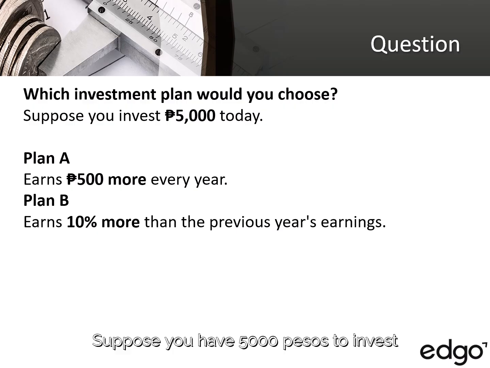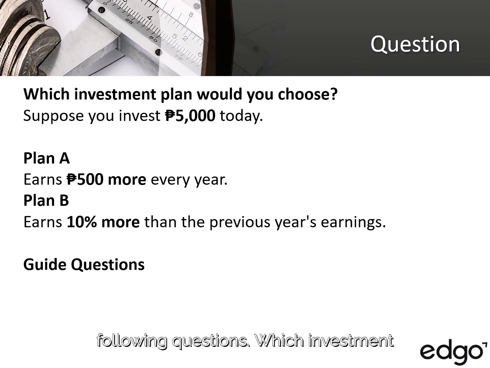Suppose you have 5,000 pesos to invest today. You are given two investment plans. Plan A earns 500 pesos more every year. Plan B earns 10% more than the previous year's earnings every year. Now, think about the following questions.